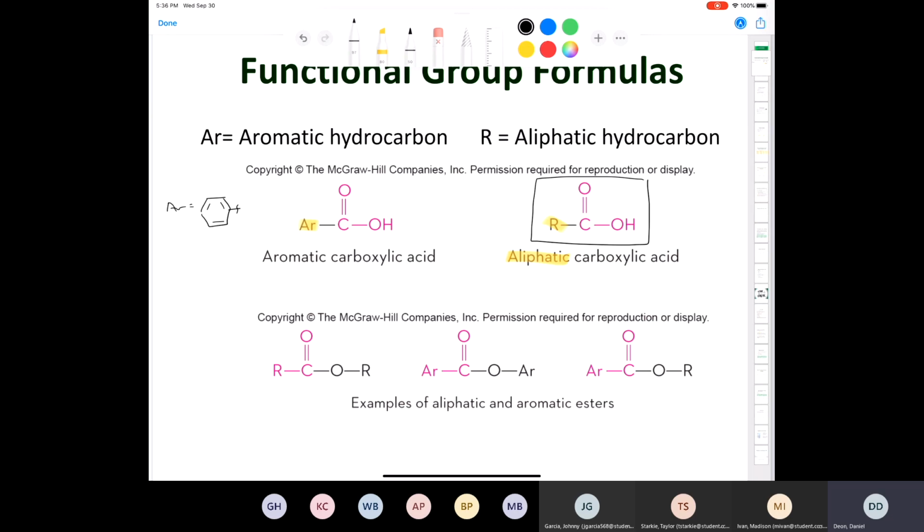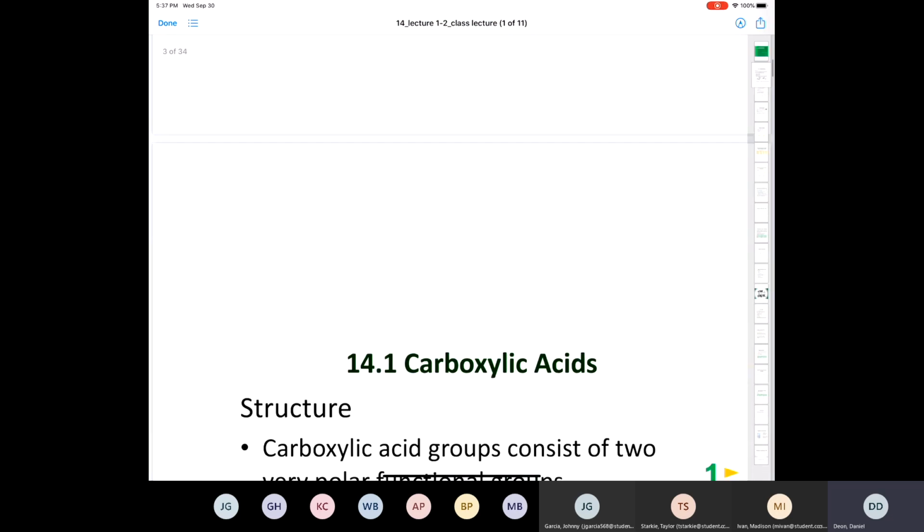And also in this chapter, I promised that not only do we discuss carboxylic acids, but we also discuss their derivatives. And esters are derivatives of carboxylic acids. And you can see here that we have esters where we have two aliphatic groups, where we have two aromatic groups, and then over here we have an aromatic group and an aliphatic group. But either way, those are all esters. Okay, so we're going to talk a lot about carboxylic acids, and we're going to talk quite a bit about esters in this chapter. So hold on to your hats.